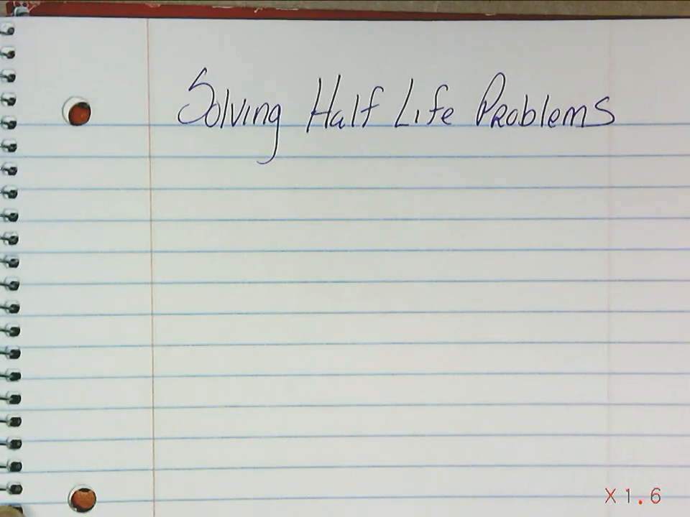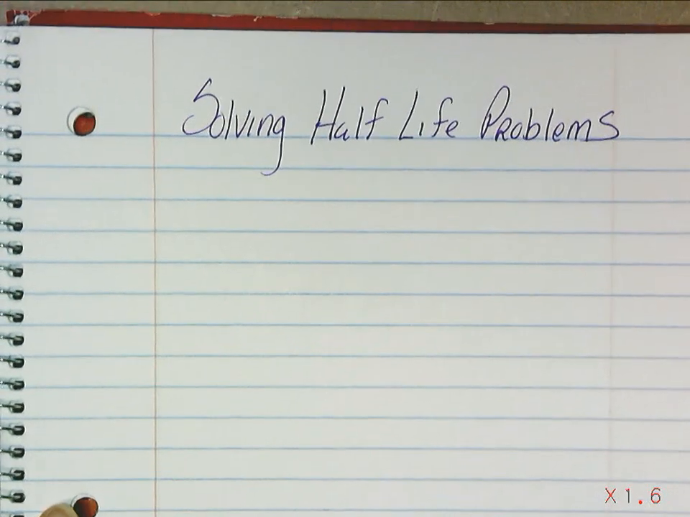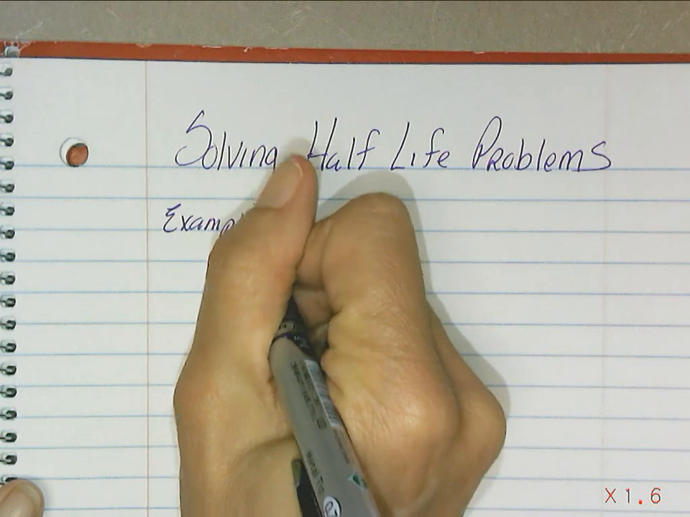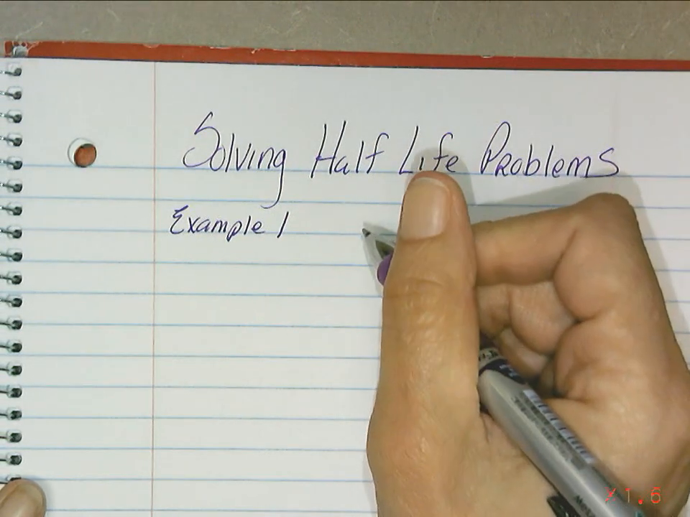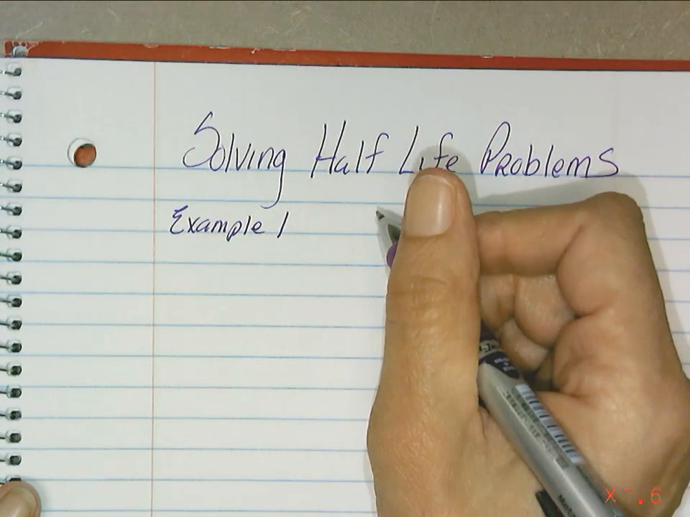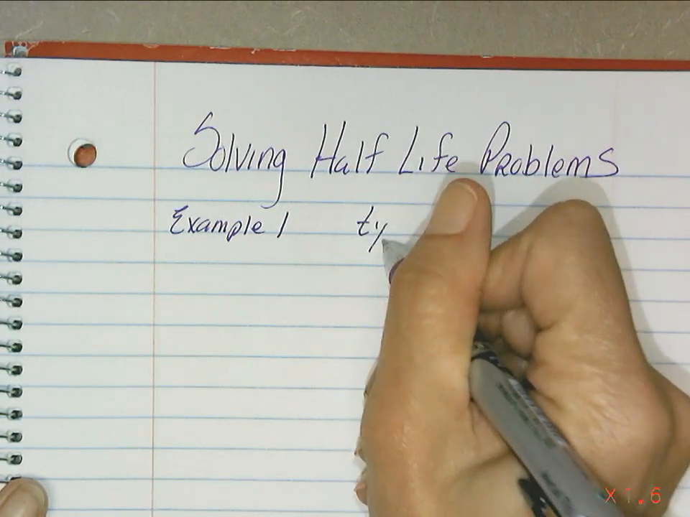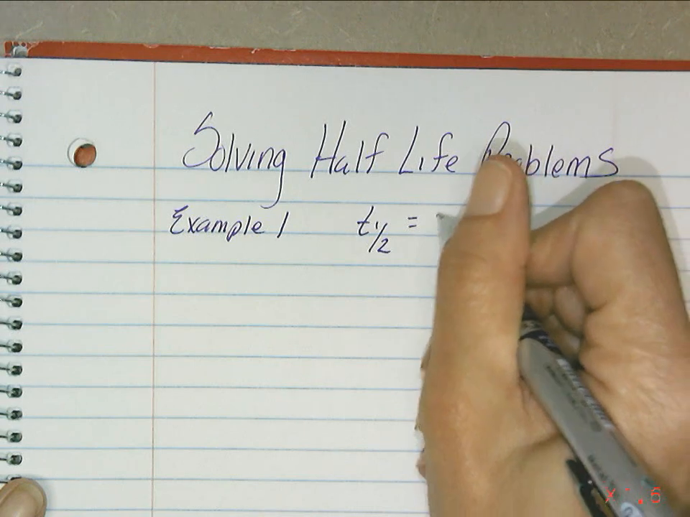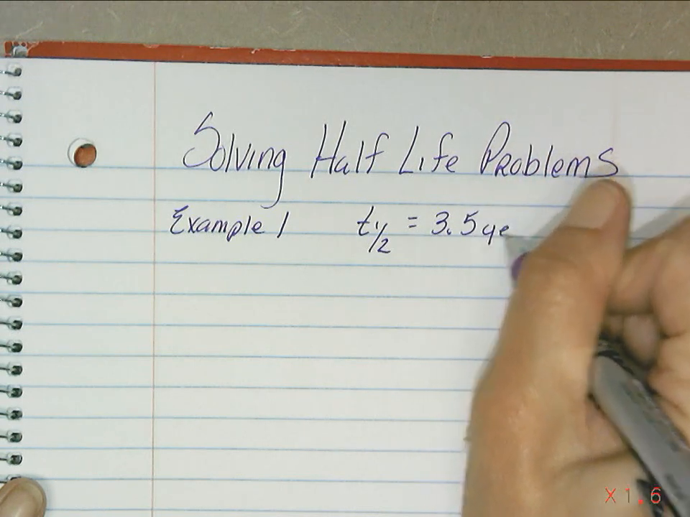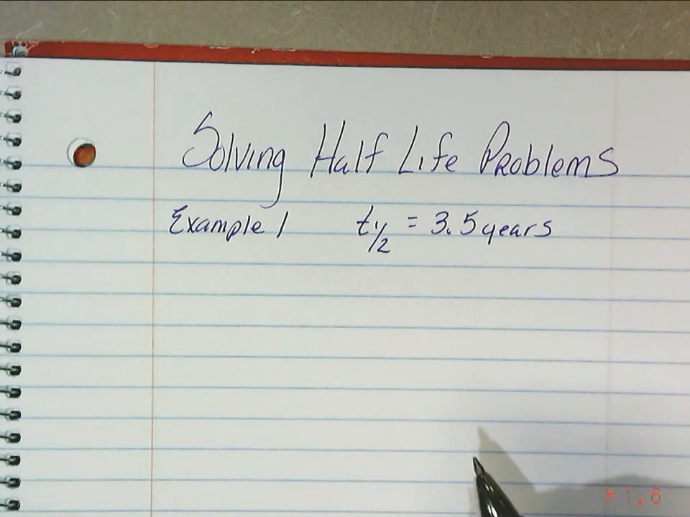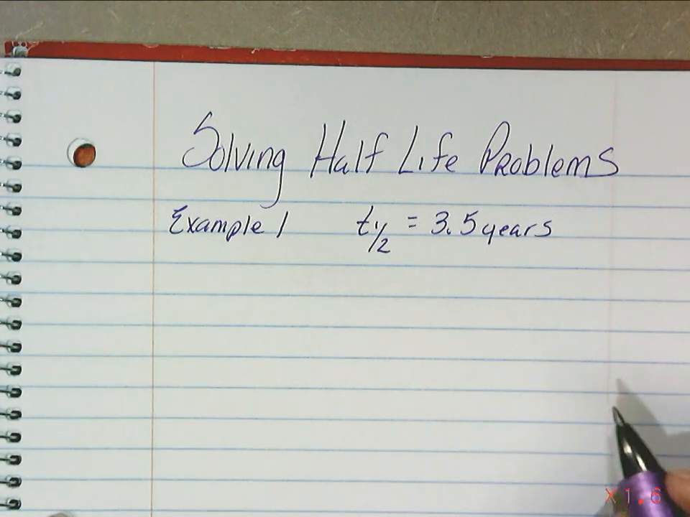I am looking at the first example in my PowerPoint, and in case you're wondering, that's page 9 on the slideshow. An isotope has a half-life, that's the symbol for half-life, of 3.5 years. The question is, how much of a 60-gram sample remains after 7 years?